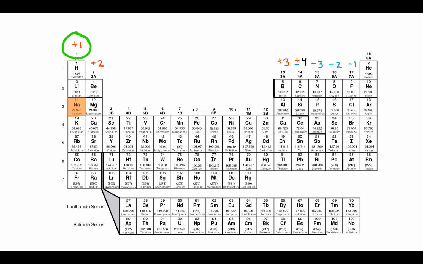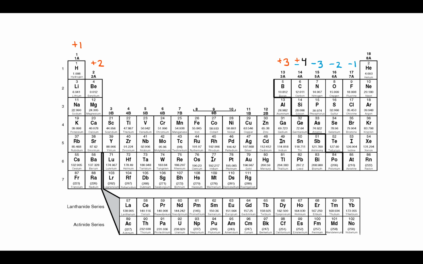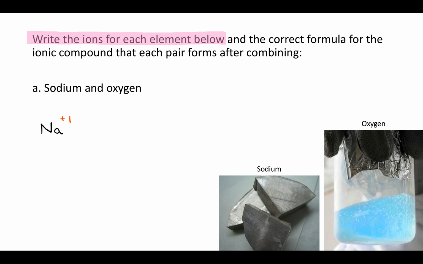So to write the ion for sodium, that's a sodium atom that has a charge, you'd write Na with a plus 1 in the top right corner. For oxygen, oxygen is at the top right of the periodic table. Because it's in column 6A, it has a minus 2 charge. And so to write an oxygen ion, you would write O with a minus 2 in the top right corner. And so those are the ions for sodium and for oxygen. An ion is an atom that has a charge.